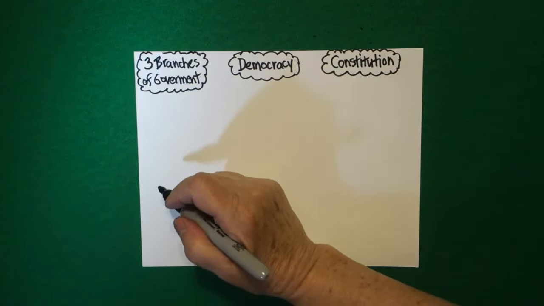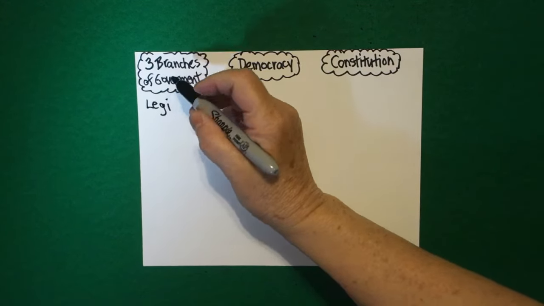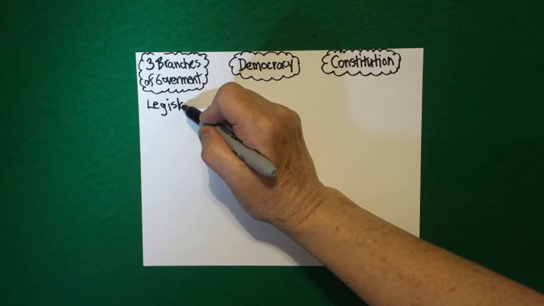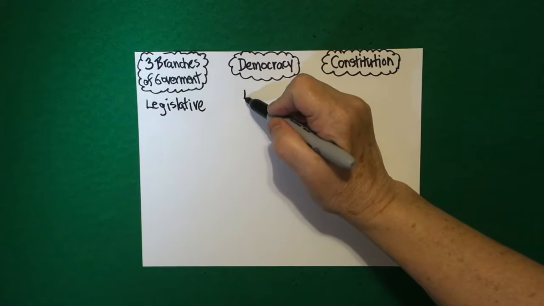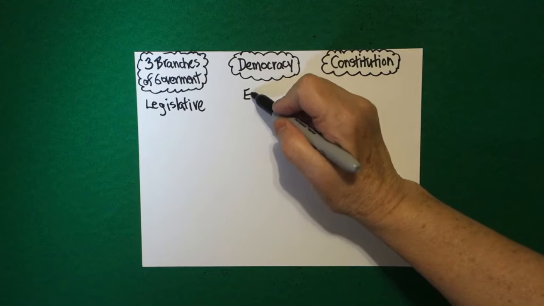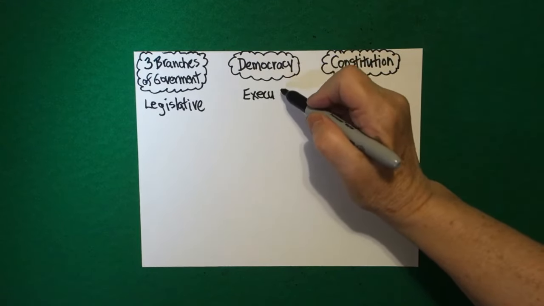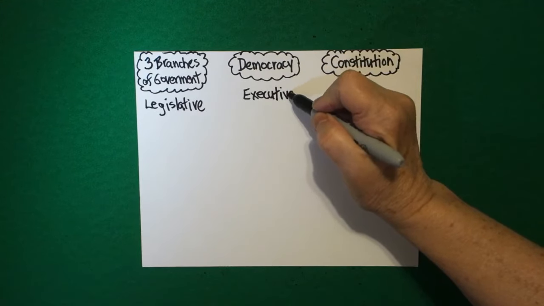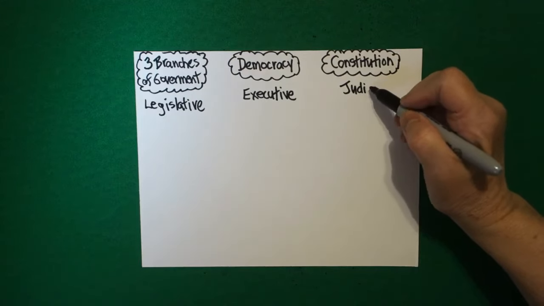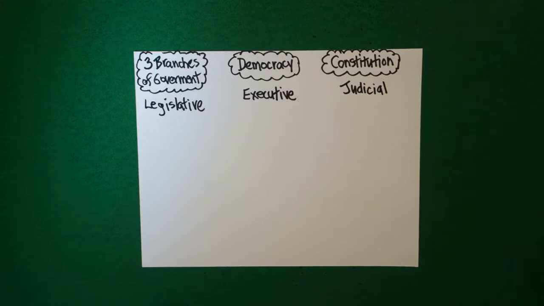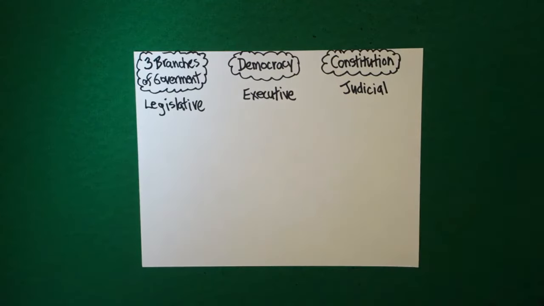Instead, we have our three branches of government, and the first one is the legislative branch. The next one is the executive branch, and I'll go through all of these in just a minute. And if you're a teacher, you might want to make these into a word bank. And the third one is the judicial. Okay? So there's our three branches of government: legislative, executive, and judicial.